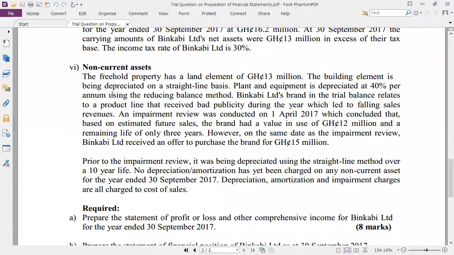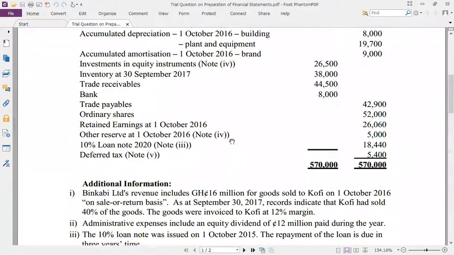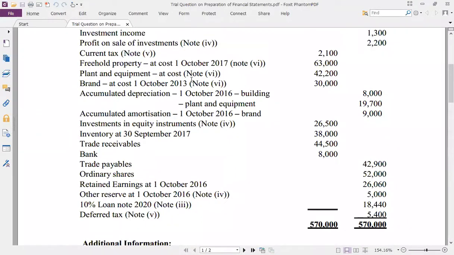The building element is because of children basis. That's all. Let's go to travel land. Just tell us the years over there. So third property. The cost is October 20. They bought it as of October 2017. That's the beginning of this year.